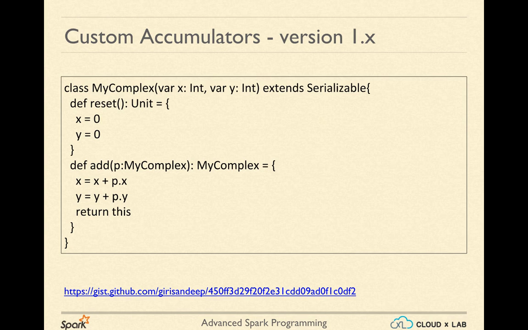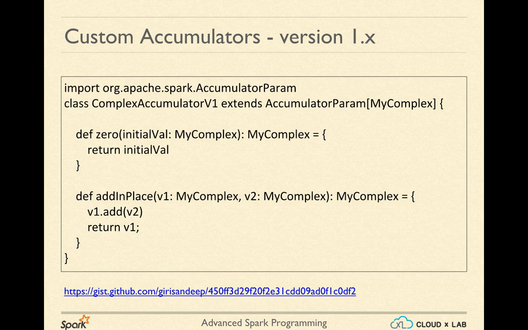Also, since we are going to add more numbers to it, we are going to define an add method to it. Next, we create our accumulator with the name complex accumulator v1. It extends a parent class accumulator param and pass the data type of the result. It must define a method 0, which is called on initialization, and it must define a method add in place, which basically adds v2 to v1.